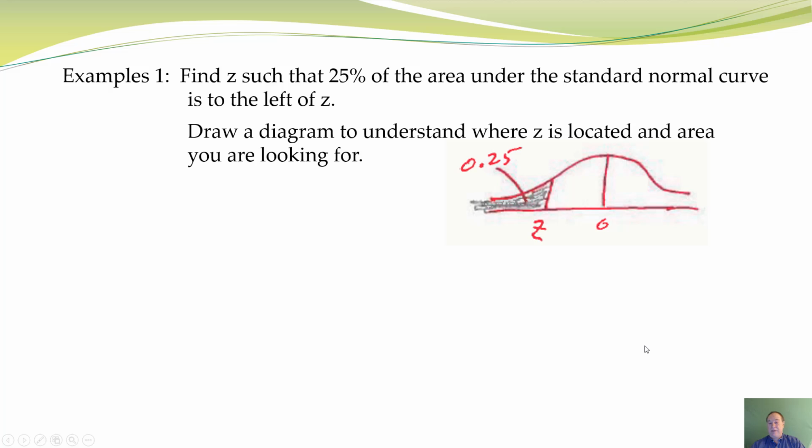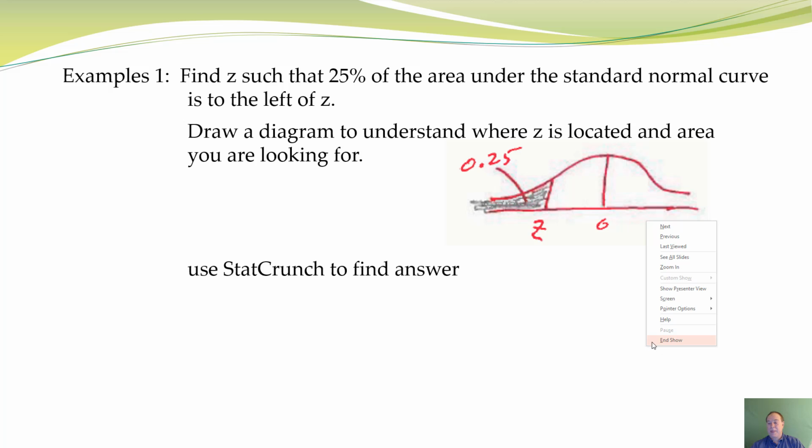Well, look at the diagram. Since it's 25% to the left of z, that puts z on the negative side, and that shaded region is 0.25. 25% as a decimal. So now, I use StatCrunch to find my answer.